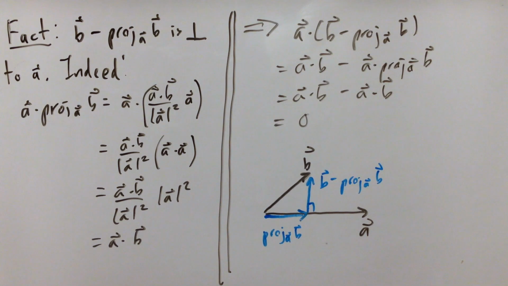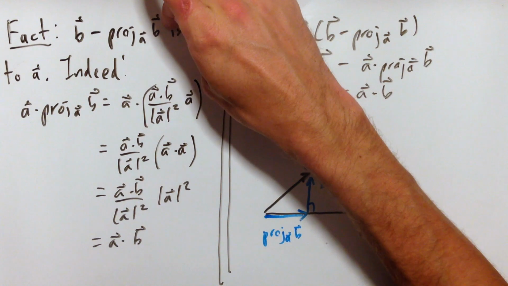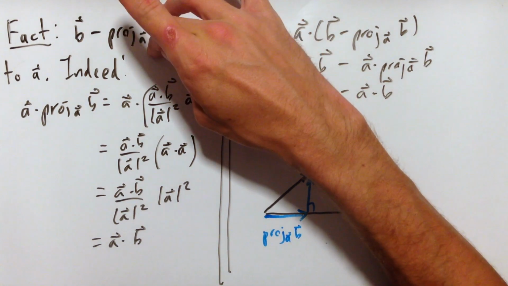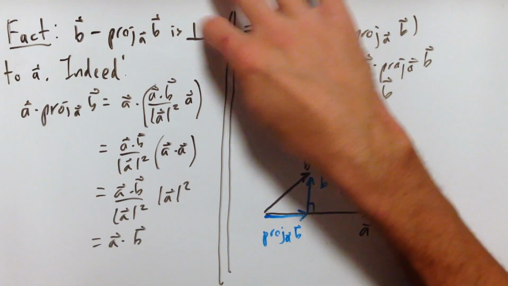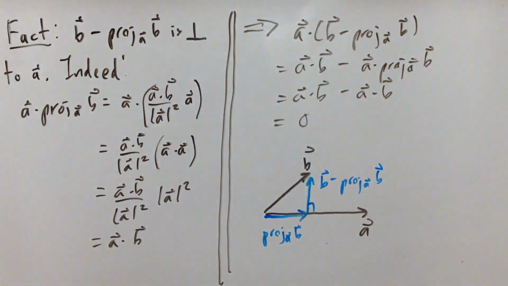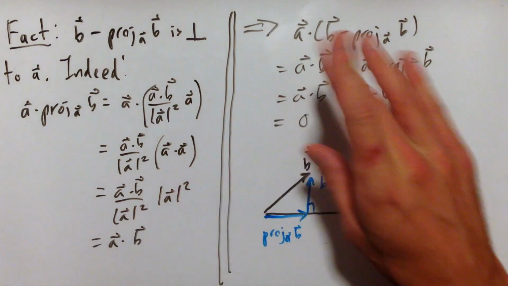I would like to note something which is pretty important about the projection, which is while the projection of b along a is parallel to a, if we subtract this portion of b parallel to a from b, we're left with a vector that is perpendicular to a. So b minus the projection of b along a is perpendicular to a. To see that this is true, I'll run through an argument.